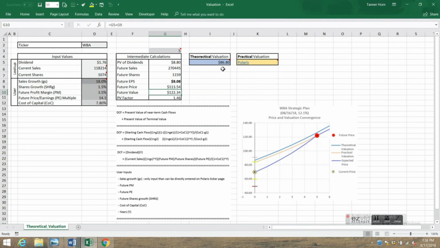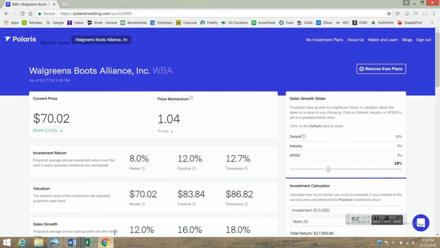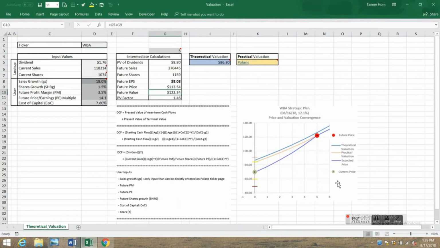But the way that you move from a theoretical valuation to a future value of about $121 and then a present value of $83 and something, that's based on proprietary algorithms that have been discussed in other videos or alluded to. The practical will look at the market, will look at the theoretical, and use a proprietary algorithm to take both into account and come up with a more likely price that you can expect 5 years out. And then when you discount it back, it's the orange line.